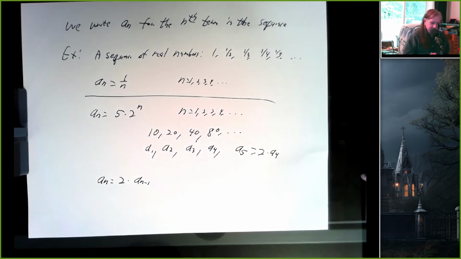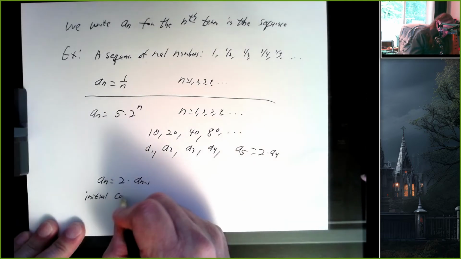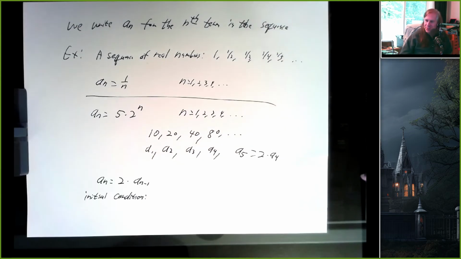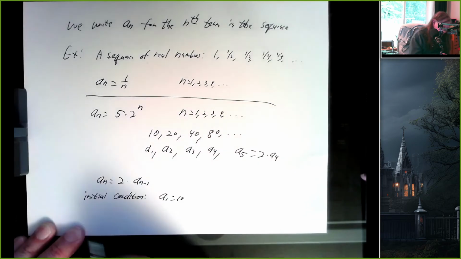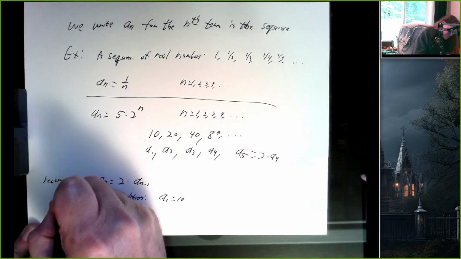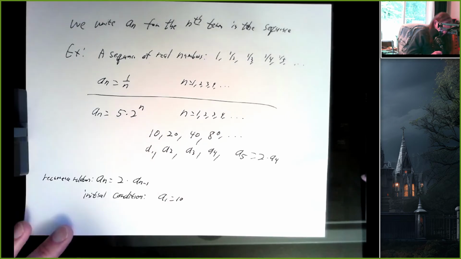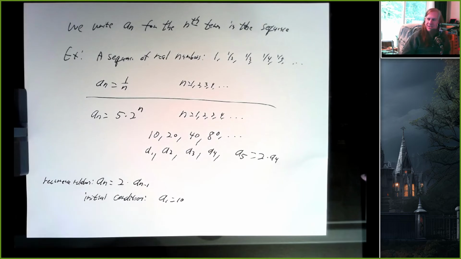So we also need sometimes what's called an initial condition. And the initial condition is where we actually state the value of one or more elements of the sequence. So in this case, our initial condition might be A1 equals 10. And this would be the recurrence relation. So the recurrence relation is AN is twice AN minus 1. The initial condition is A1 equals 10.